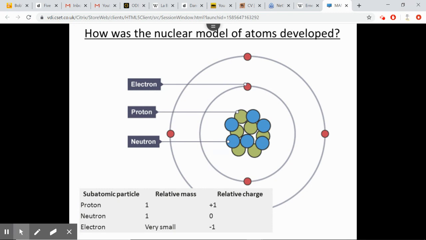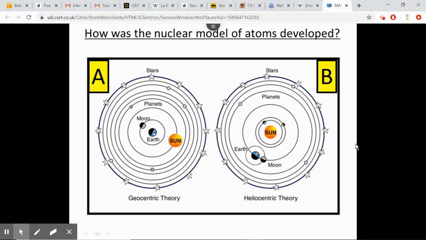This is a quick recap of the atomic model that we use at the GCSE level. You may have seen these two models before. This is the model for the geocentric theory of the universe compared to the heliocentric theory. Before Galileo and his science, people thought that the Earth was in the center of the universe with the sun and the moon orbiting around the outside.